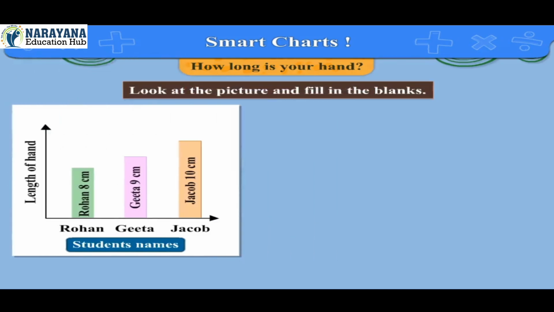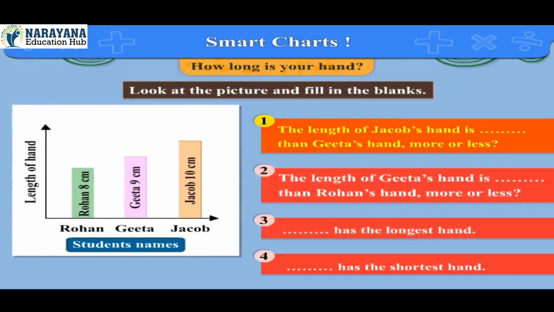Look at the picture and fill in the blanks. First, the length of Jacob's hand is more than Geeta's hand. Second, the length of Geeta's hand is more than Rohan's hand. Third, Jacob has the longest hand. Fourth, Rohan has the shortest hand.